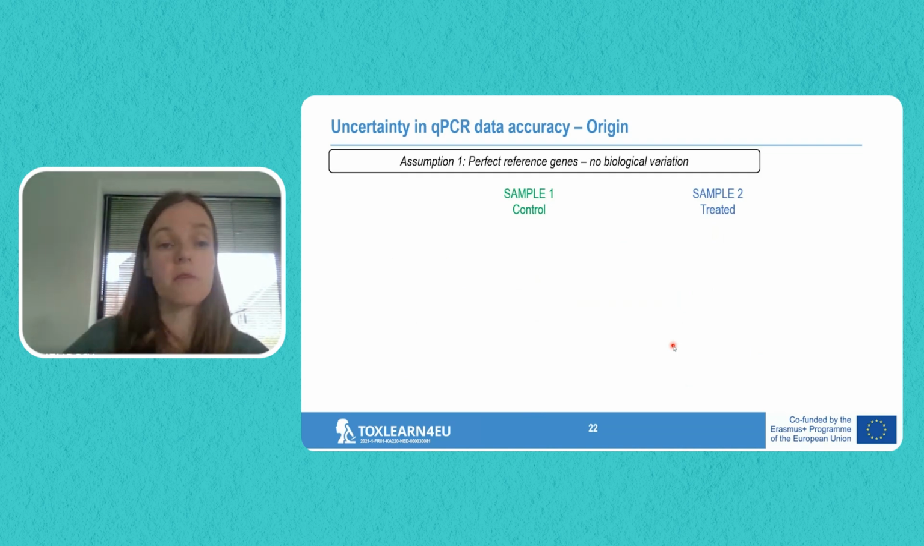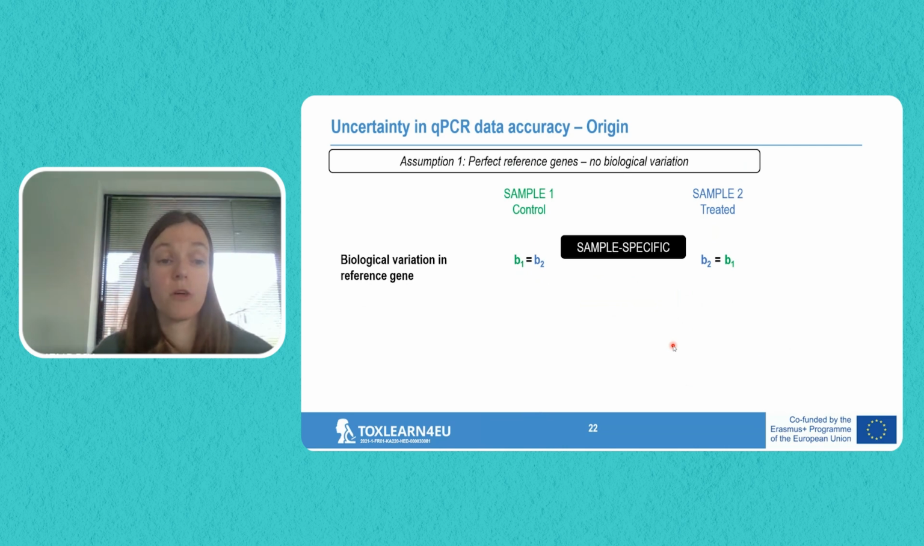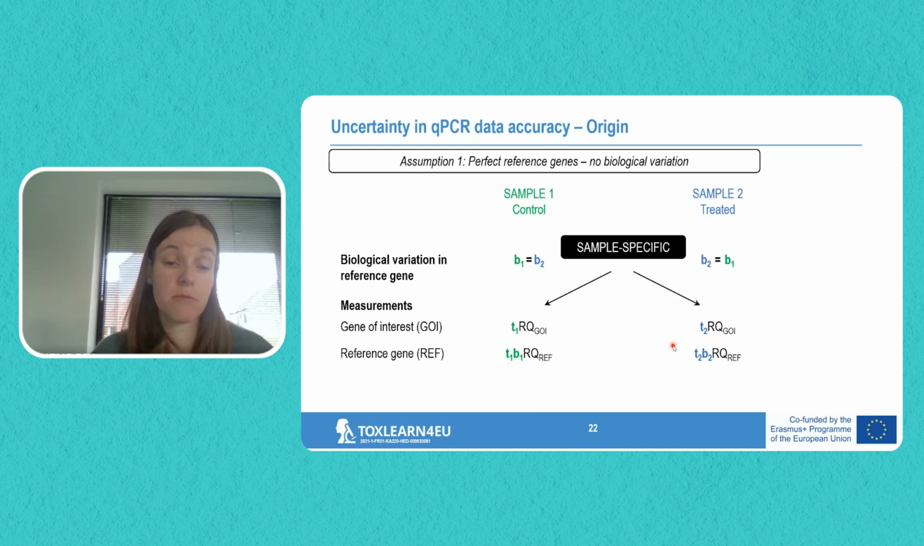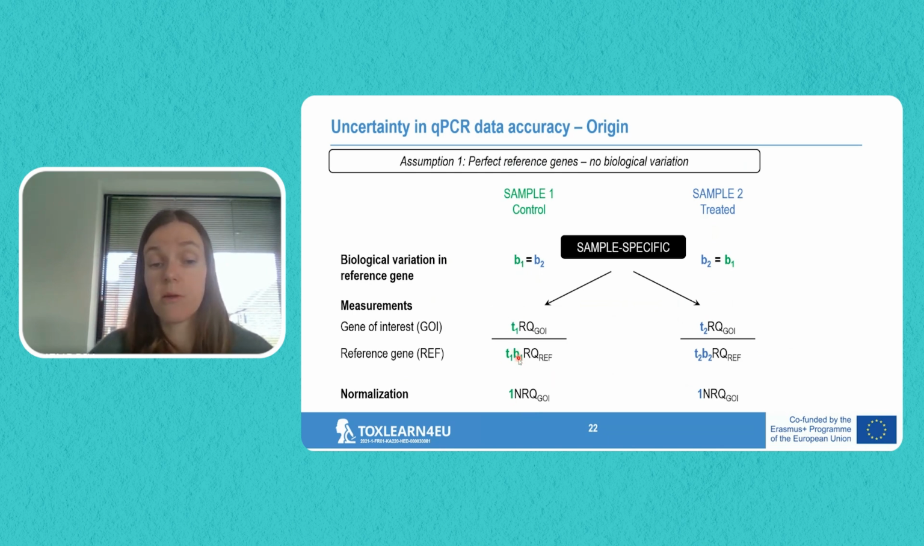So here we will have a closer look at these two assumptions. When the reference genes are perfect, there will be no biological variation. So the biological variation in the two samples would be the same. Then here, for the gene of interest, we would of course have the technical variation. For the reference gene, we would have the technical as well as the biological variation. But the technical variation would level each other out, and the biological variation, as we mentioned that there isn't any, we could leave it out of the equation here. And in this case, the normalized data would be the most accurate.